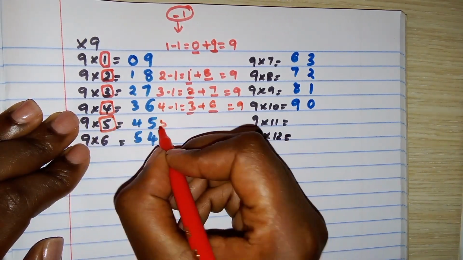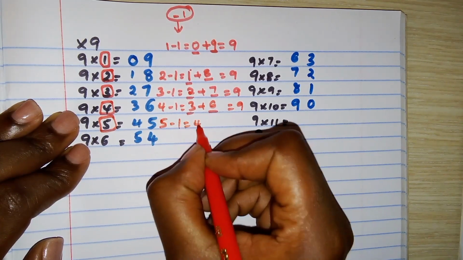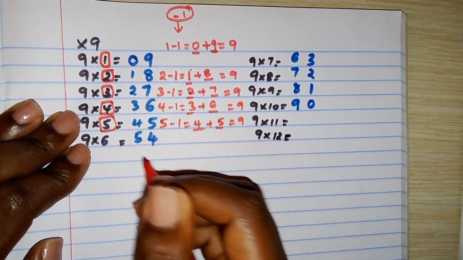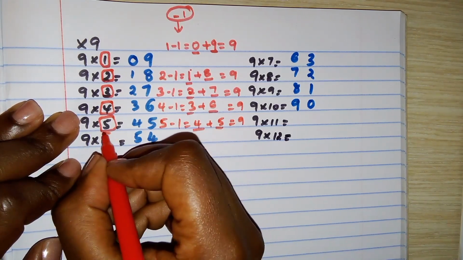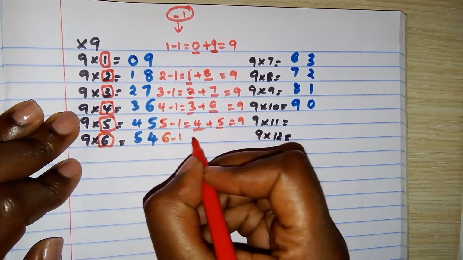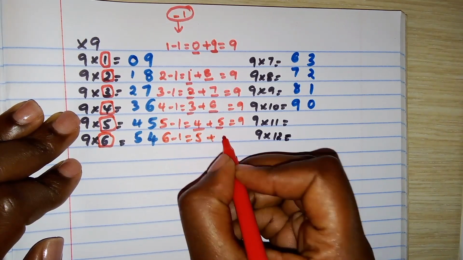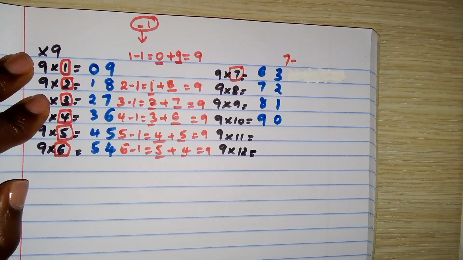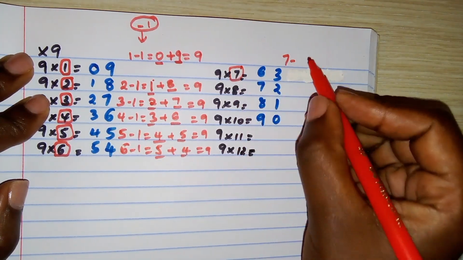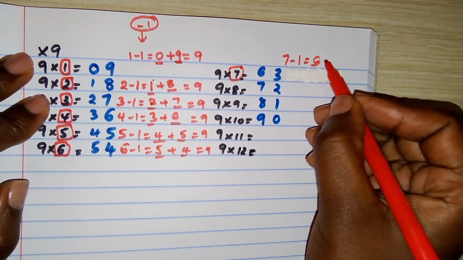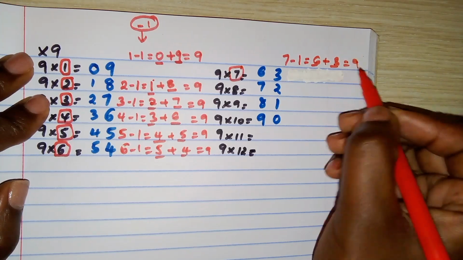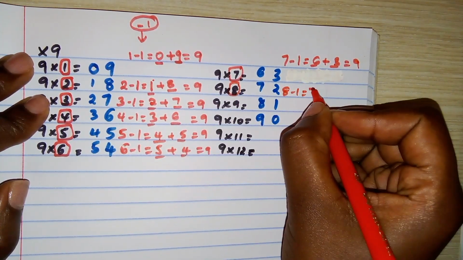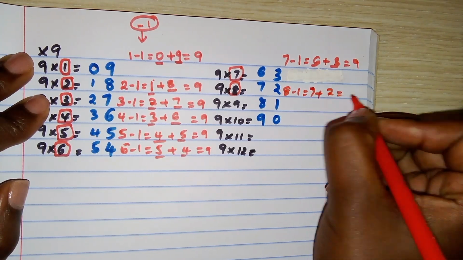Then 5. 5 minus 1 is 4. 4 plus 5 is 9. So it becomes 45. If it's 6, 6 minus 1 is 5. 5 plus 4 becomes 9. So 54. So now if it's 7, you do 7 minus 1 is 6. 6 plus 3 is 9. So it becomes 63. Then 8 minus 1 is 7 plus 2 is 9.